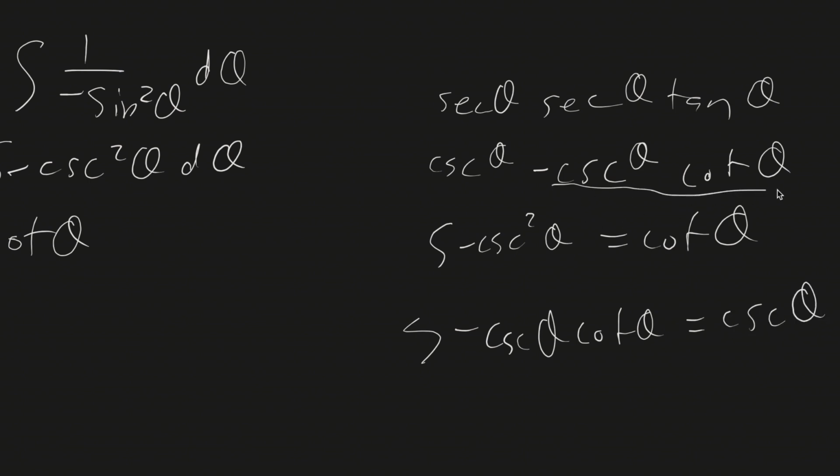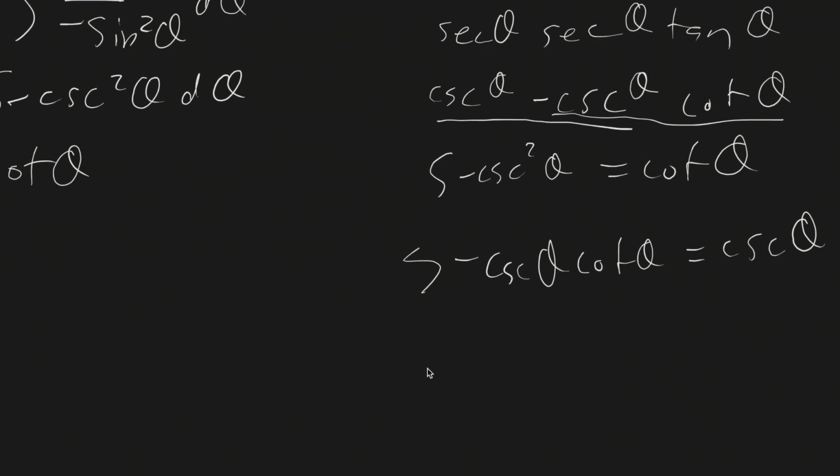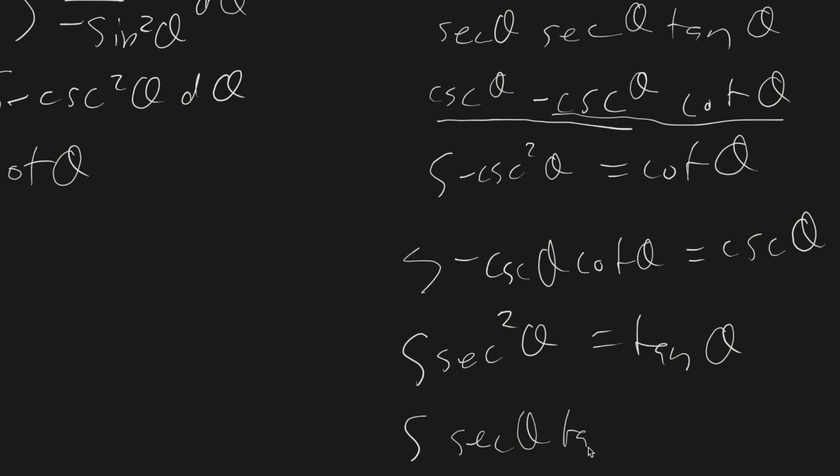So the integral of these two multiplied to each other is this, and then the integral of these two multiplied to each other is this. And the same goes for the top with secant and tan. The integral of secant times secant, which is secant squared, is equal to tan theta, and the integral of secant theta tan theta is equal to secant theta. So just remember, when you multiply two that are next to each other, the integral of that product is equal to the one remaining in the row.